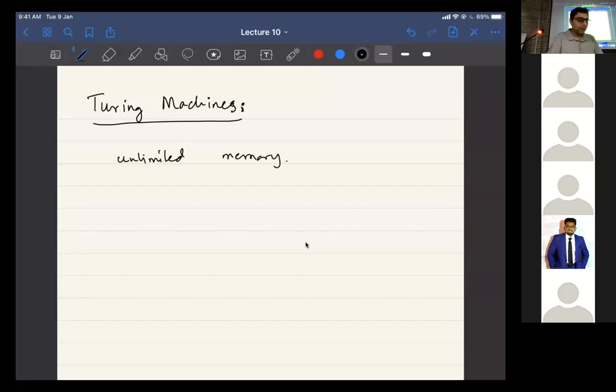Okay. And it's not just unlimited, it is also unrestricted. Finite automata have limited memory, and that's also restricted. In pushdown automata, we have unlimited memory, but that is restricted because that memory can be accessed only in the form of a stack, right? A stack can grow to any length. It can go infinitely large, but it is restricted in the sense that the memory can only be accessed in a stack manner.